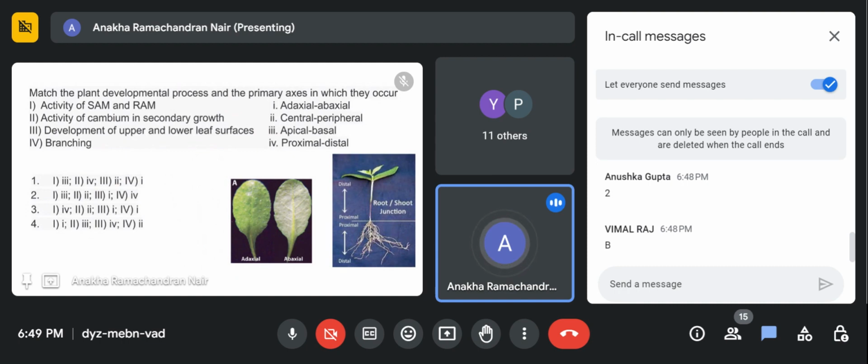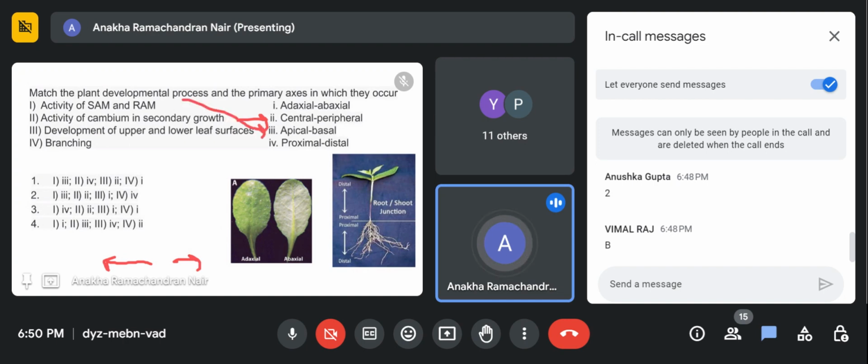The second is activity of cambium in secondary growth. Secondary growth is when the thickness of the stem increases. That means from the center to the periphery, the growth increases. So this is the correct answer for that.